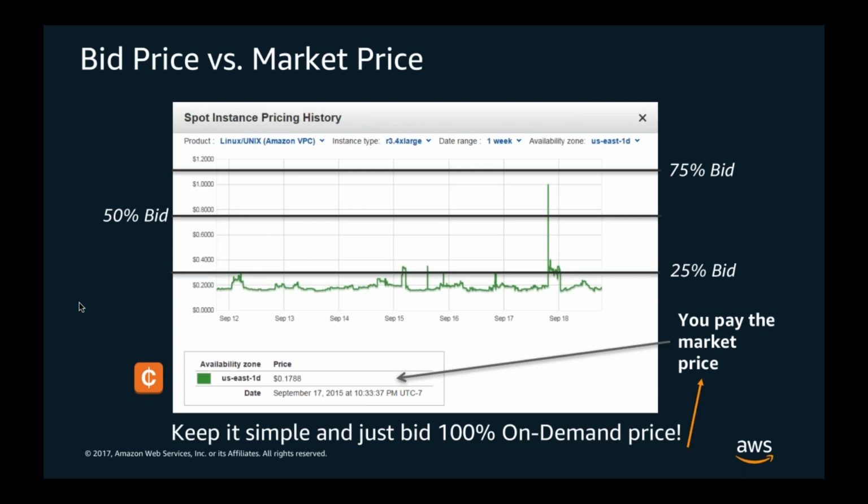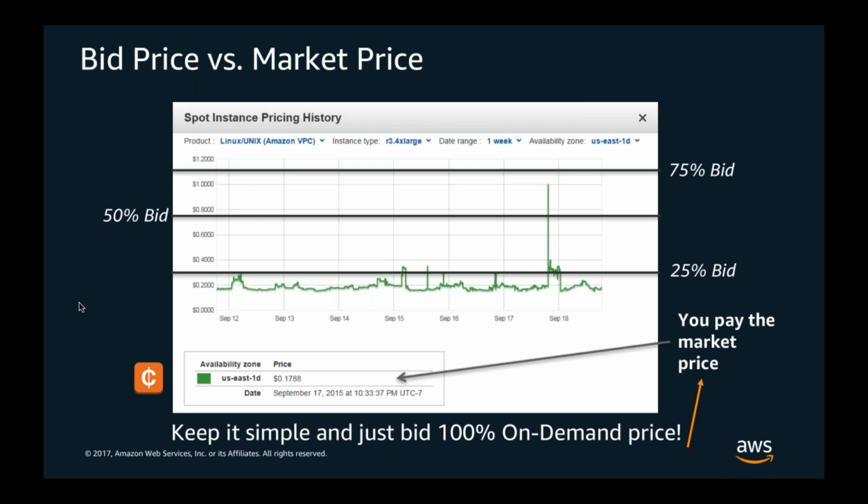So what I like to say is, don't think too much about bidding. Think about what your maximum price is that you're willing to pay. I say, just keep it simple, bid 100% of the on-demand price. The worst case is that you would pay the on-demand price. Best case is that you would be saving 80 to 90% off of that on-demand price.